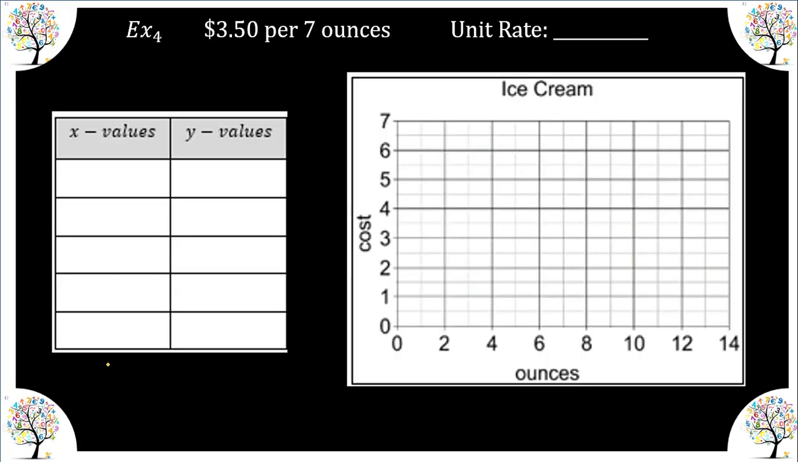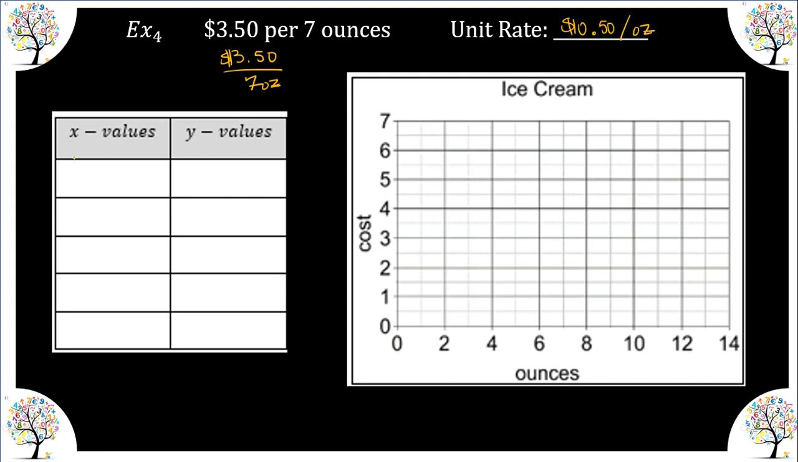Now let's take a look at some tables and graphs. So here we have an example. We have $3.50 per 7 ounces. Let's find the unit rate and complete a table of values. And then we will graph this. So we're talking about ounces of ice cream and the cost. So to find the unit rate or the unit price, for 1 ounce of ice cream, it is going to cost us 50 cents.